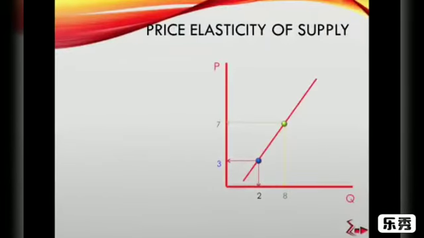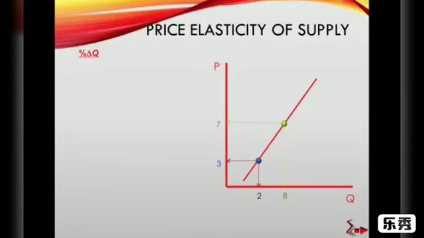Let's do a numerical example. Let's say the price increases from 3 to 7, and as a result, the quantity supplied increases from 2 to 8. Now, we want to measure the price elasticity of supply given these two points: the initial point, which is the blue point, and the final point, which is the green point.